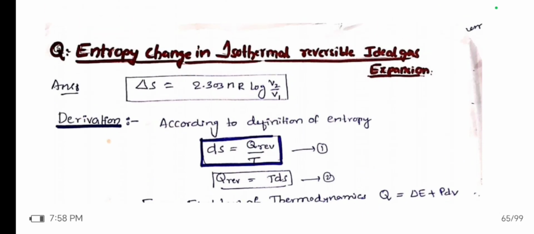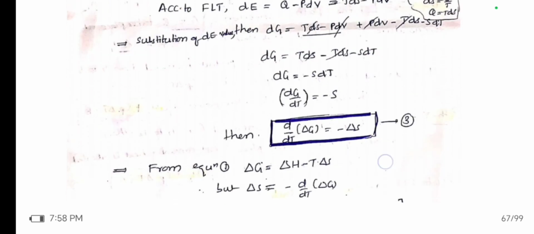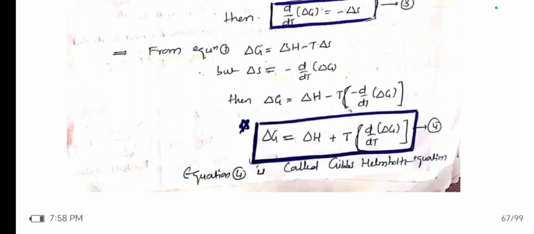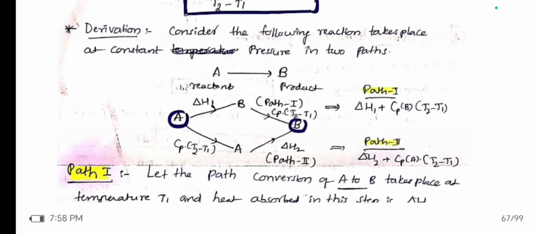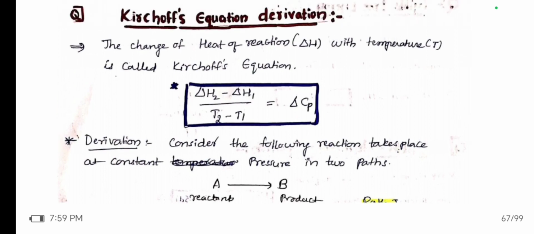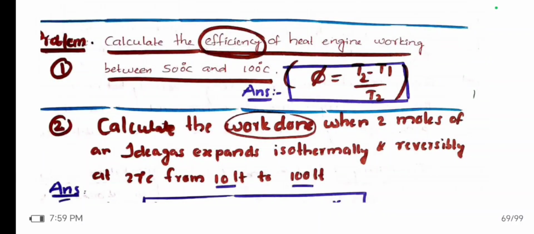Next, entropy change. Okay, you can leave this one. Gibbs free energy, Gibbs Helmholtz equation. At least remember these final equations. Kirchhoff equation also. If you have time, practice this one. Otherwise, at least remember the equations. You will get 1 to 2 marks.